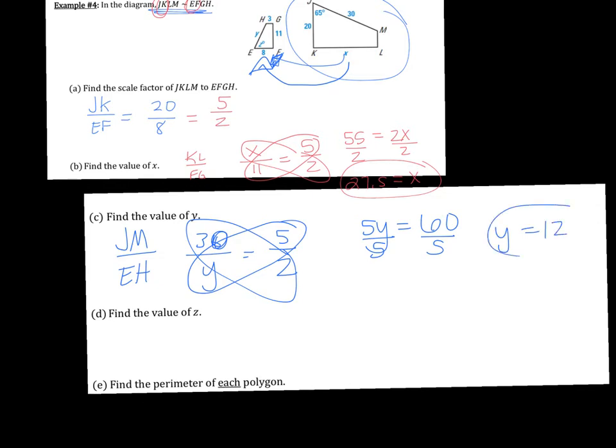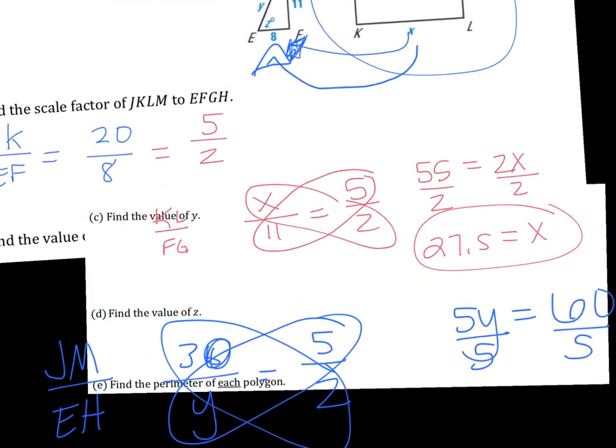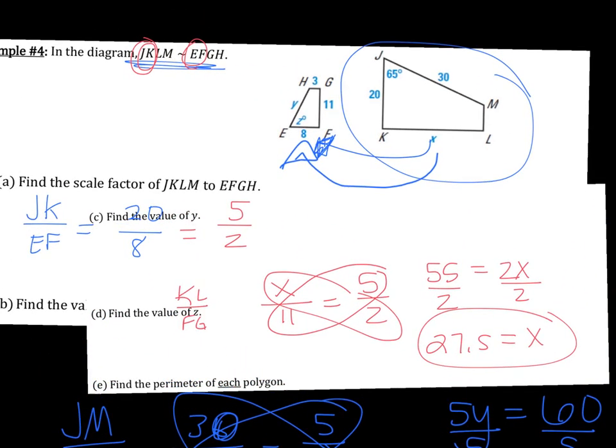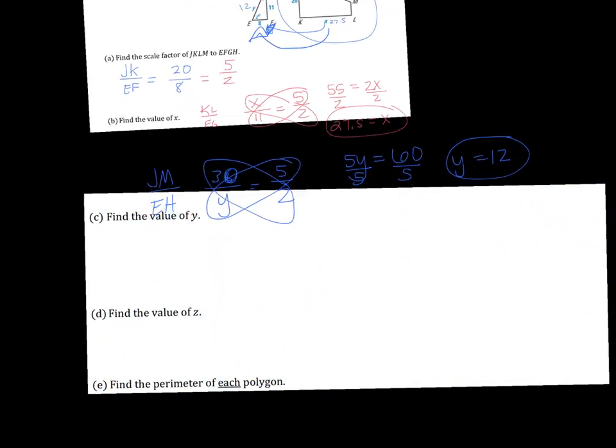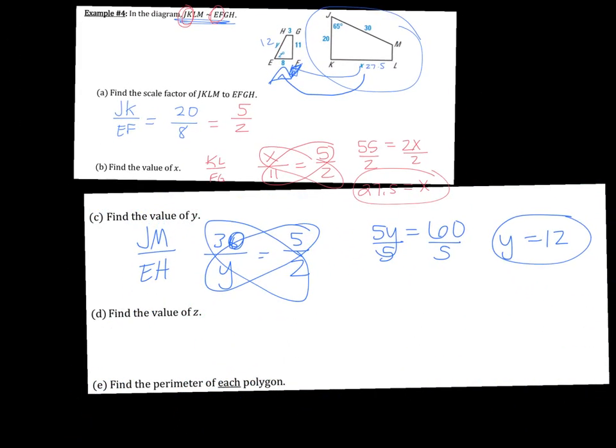Okay, so I have my x, I have my y. We can fill those in up here if we want to. We know our y is 12, so I'm going to go ahead and put that here. And we knew that our x was 27.5, so I'm going to put that here. Might come in handy a little later. Oh, and I moved all my text. Sorry about that. Okay, so then I'm going to find my value of z. Well, z corresponds to angle E, and angle E is corresponding to angle J. Angle J is equal to 65 degrees, which means that z is equal to 65 degrees. So that one's kind of easy.